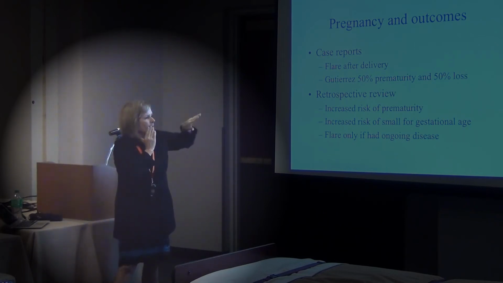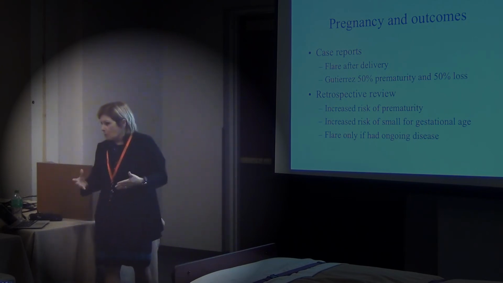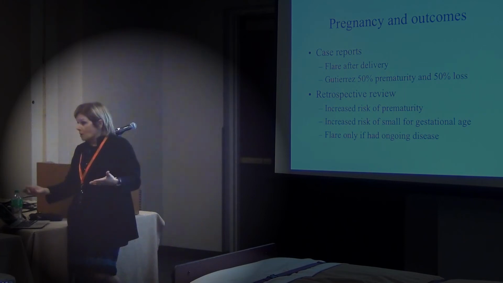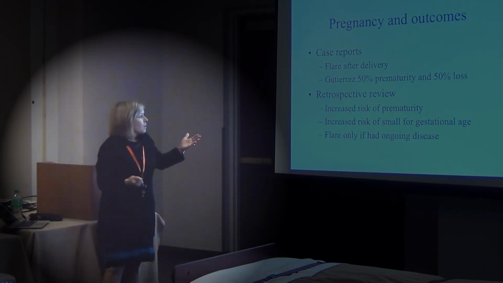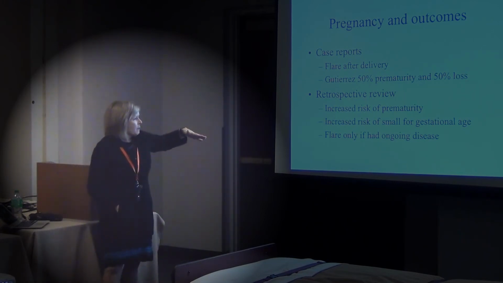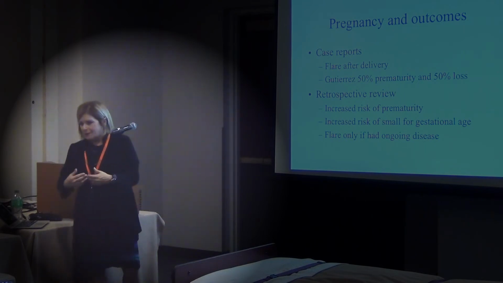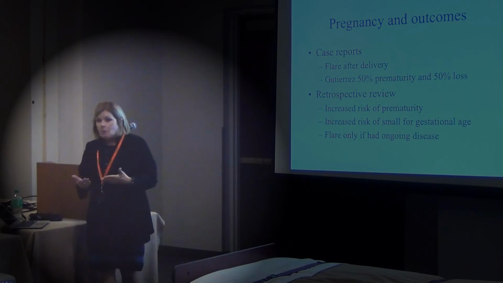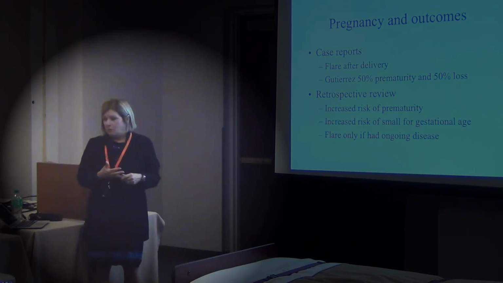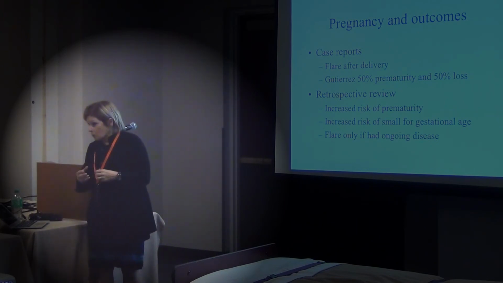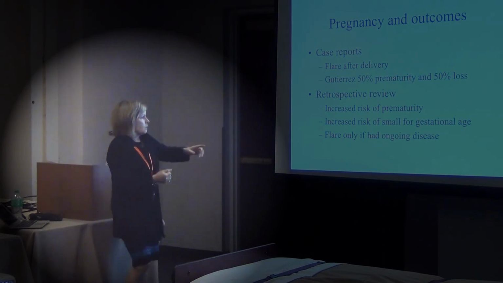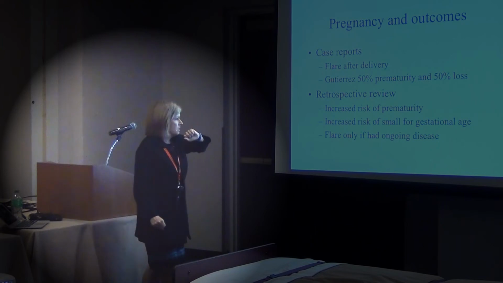Some people talked about many years ago that of the babies that were born, half of them were premature, or half of them were a loss. They were some kind of a loss of the pregnancy. More recently, we've done some retrospective reviews, which means we go back and look at the last 20 or 30 patients that have had babies. And we do find that babies, when they're born, are more likely to be premature and more likely to be small when they are born. That's the increased risk for small for gestational age.